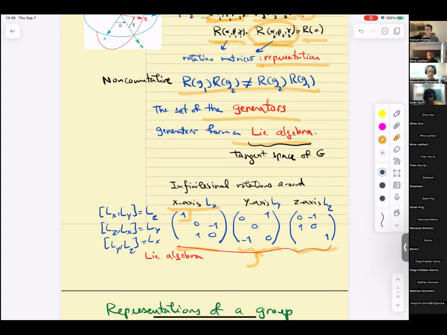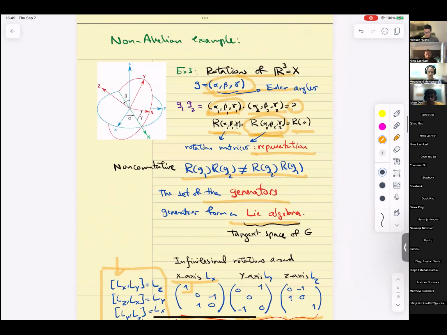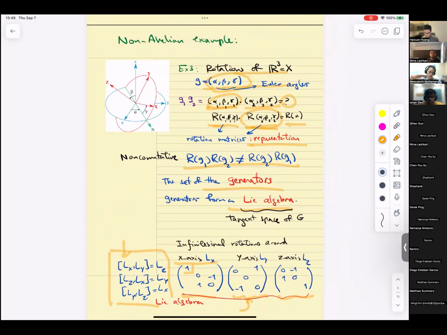Right? Now you can see that these matrices satisfy an algebra. This is a commutator, right? Lx and Ly is Lz, and so on. This is called a Lie algebra, right? So you have a Lie algebra, which is like the properties of the tangent vectors. You exponentiate that to get a Lie group. Any questions? Are these ideas clear?